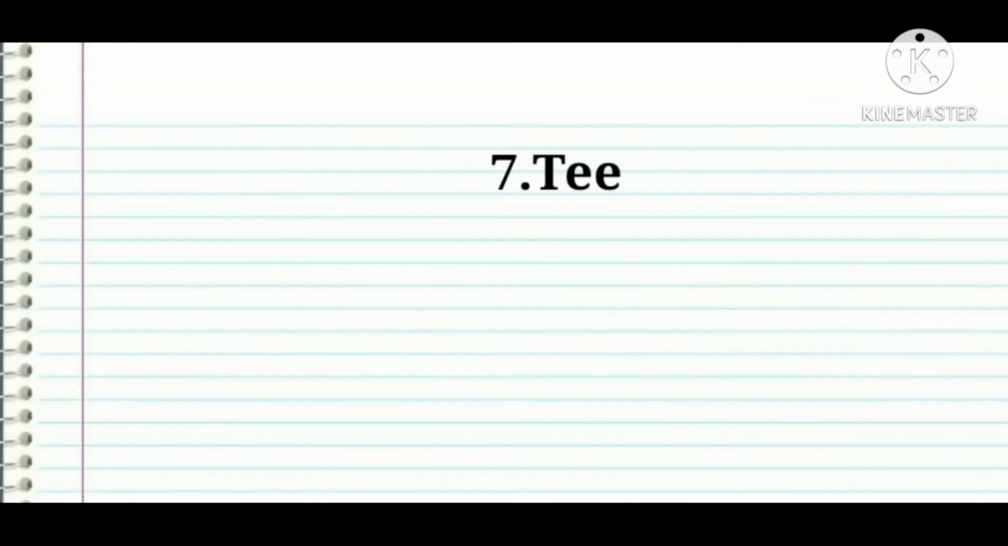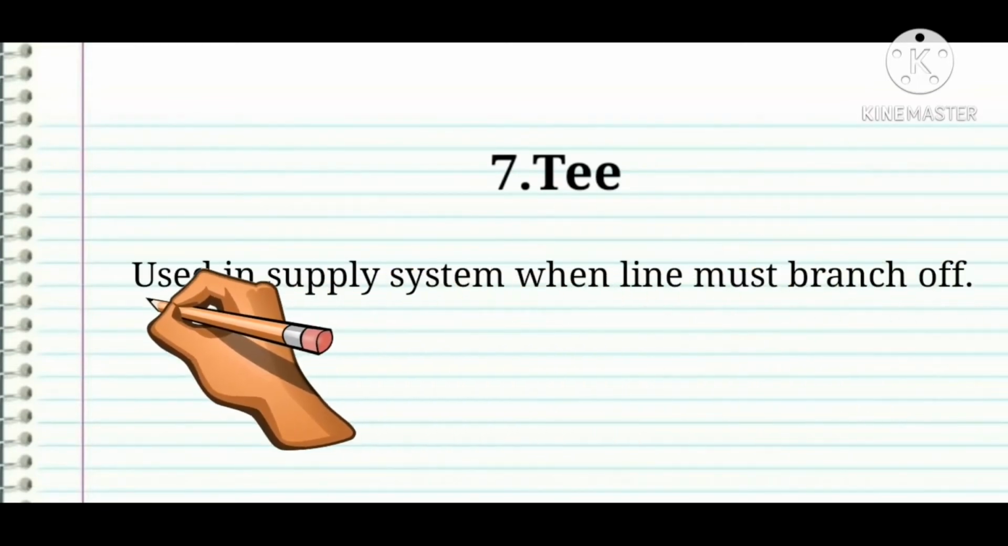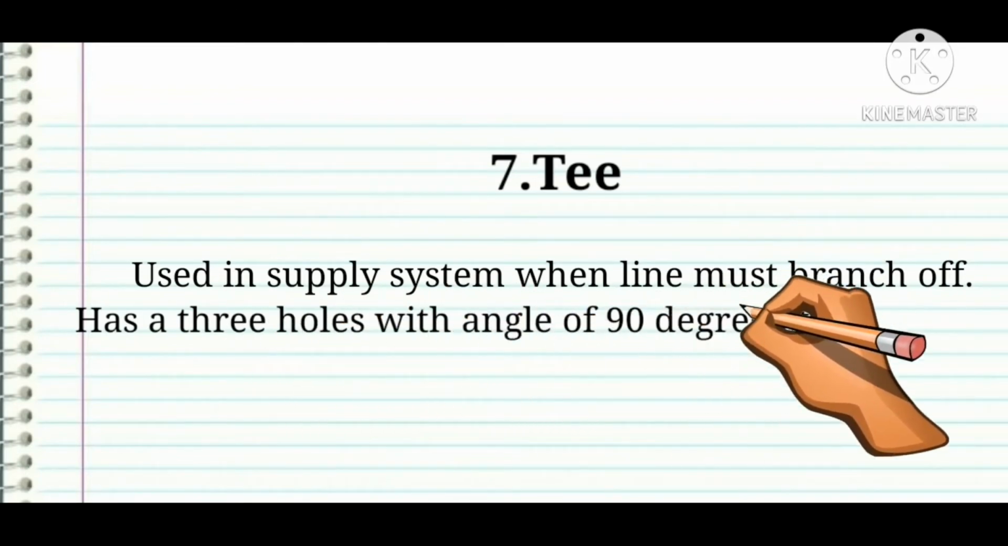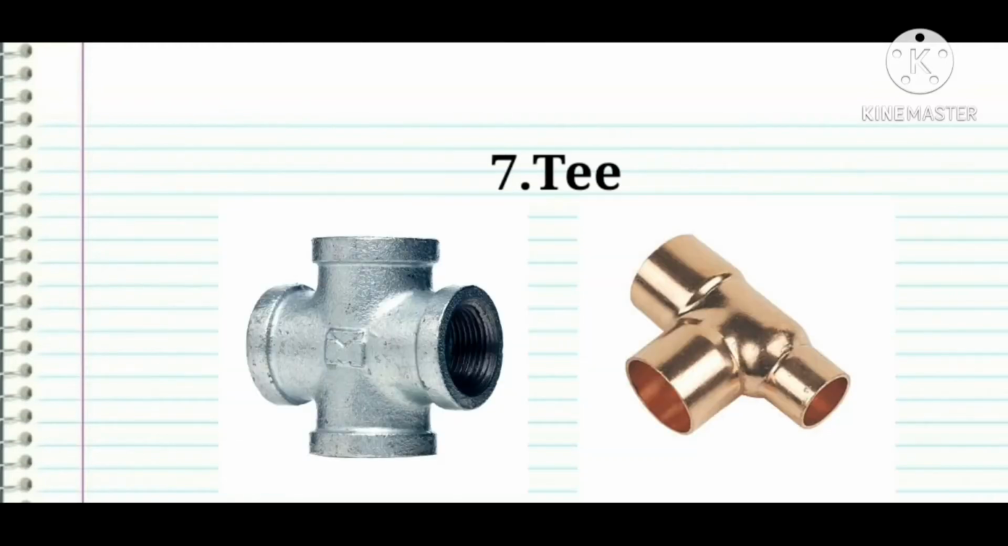Number 7 is T, used in supply system when line must branch off at straight. It has 3 holes with a right angle on both sides. Ginagamit ito upang magkaroon ng dalawa o higit pang connections sa iba't ibang direction. Meron ding ibang klase ng T. Ito ay yung tinatawag na crossing T and reducing T.